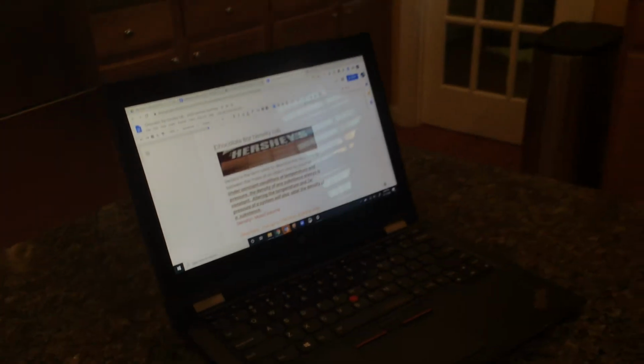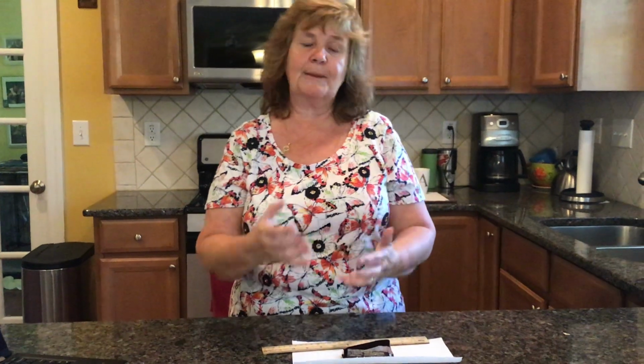So if we have gold at normal temperature, it's going to have the same density. If we have water under normal pressure and temperature, it's going to have the same density. We're going to prove that today with our chocolate bar. Here I have our little mini Hershey chocolate bar.